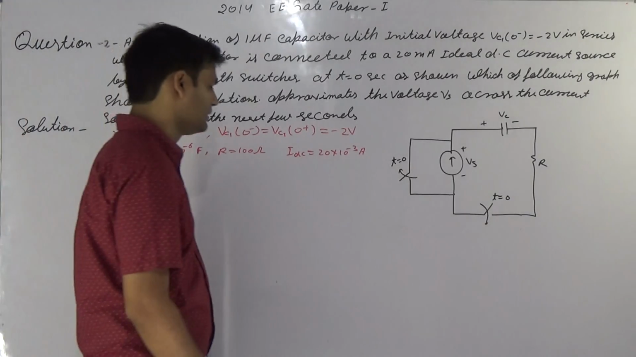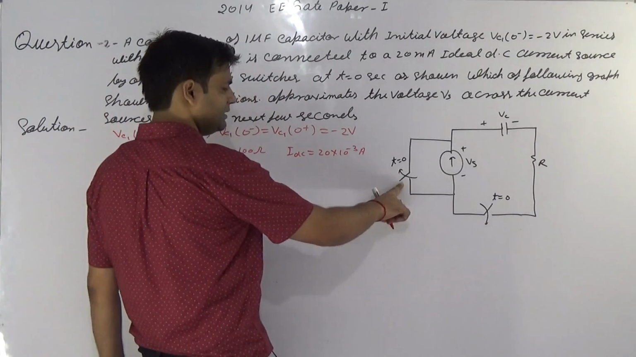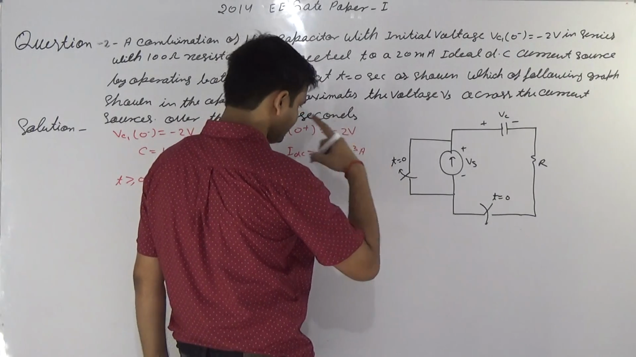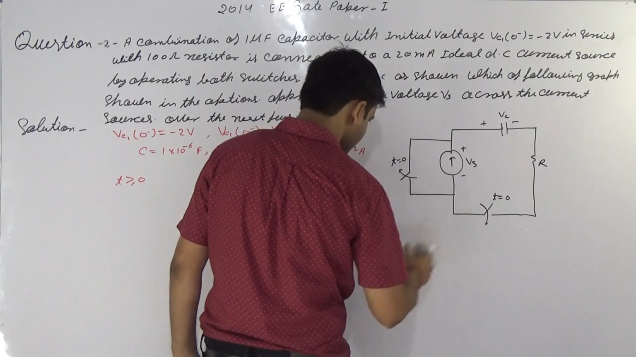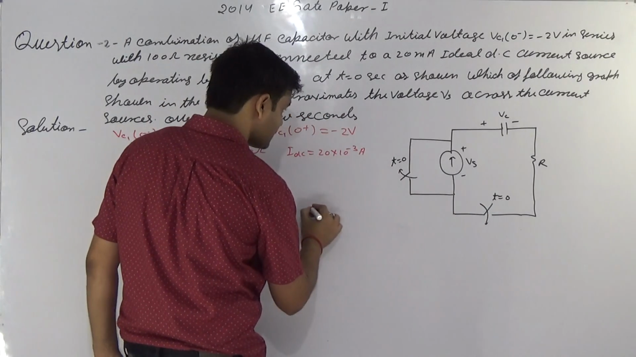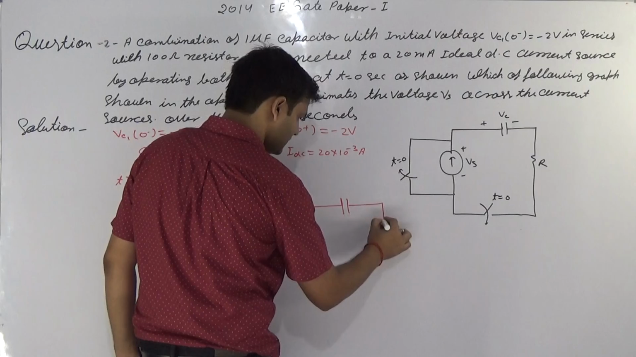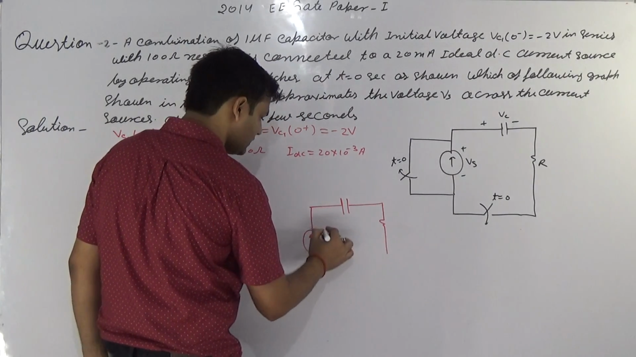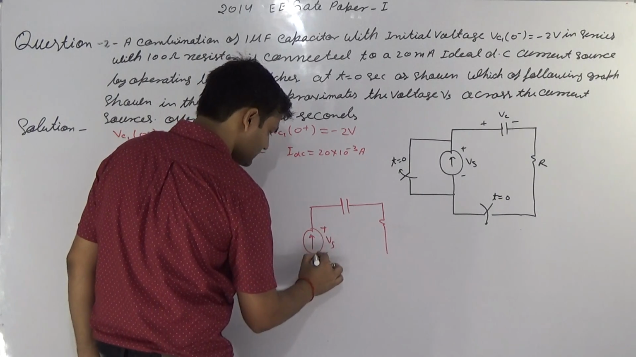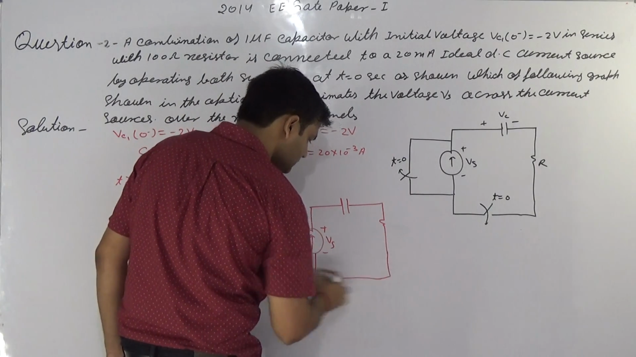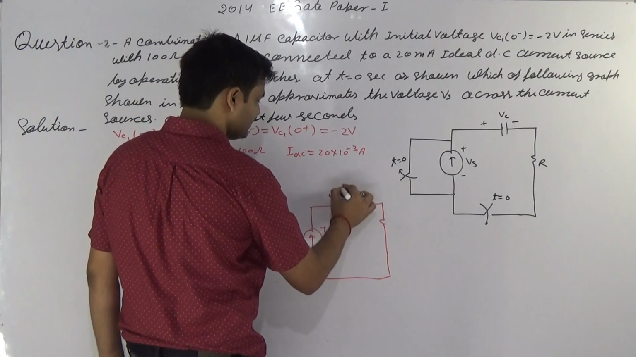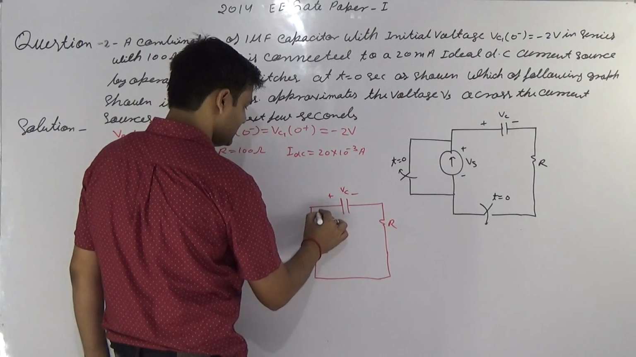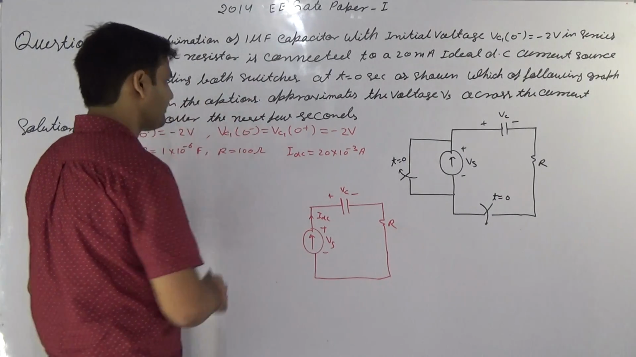For t less than 0 this is an open circuit, and for t greater than 0 this is a closed circuit. So the circuit looks like this: a capacitor, a resistance, and an ideal DC source, with voltage Vs across it. This is Vc, this is R, and the current I DC is constant.